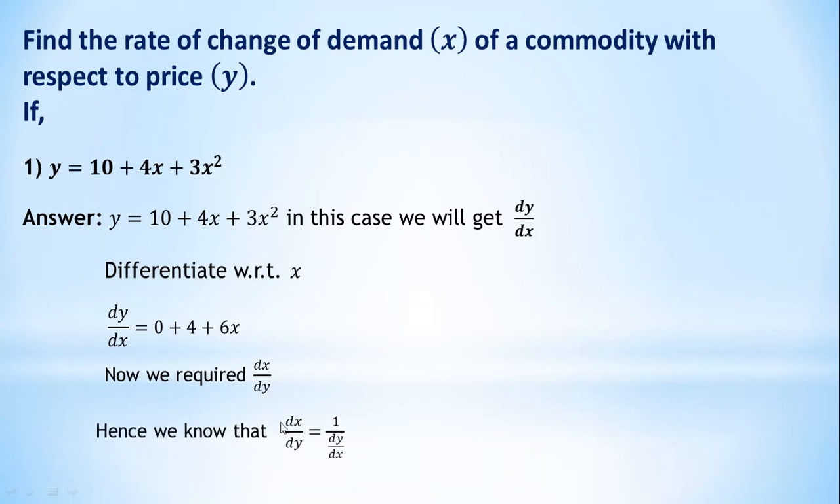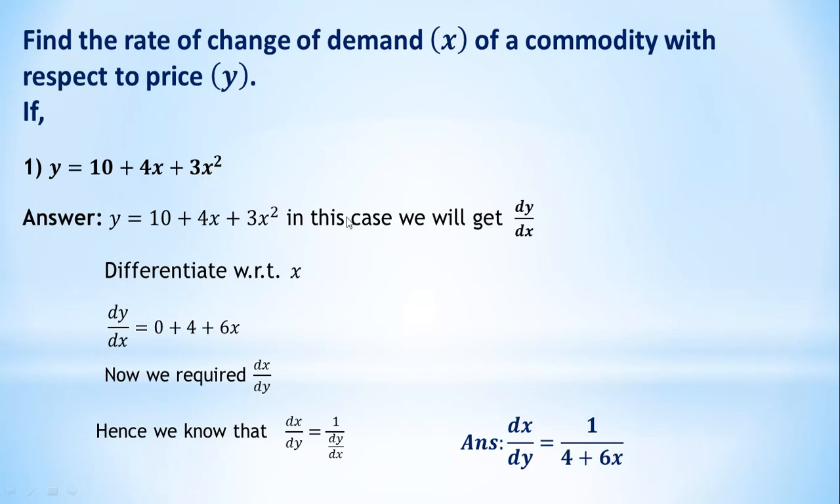So very simple, we know that. How will you get dx by dy? dx by dy is equal to 1 upon dy by dx. So what is the answer? So dx by dy is equal to 1 upon 4 plus 6x. So remember, here the original function is given: y is equal to 10 plus 4x plus 3x square.